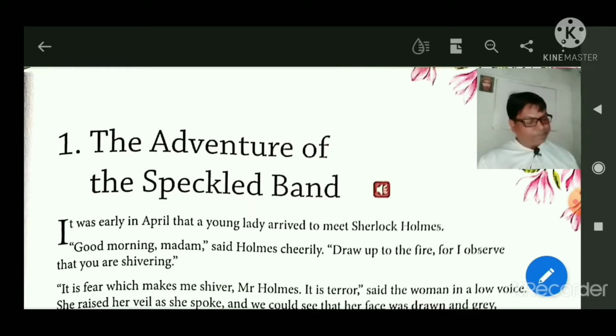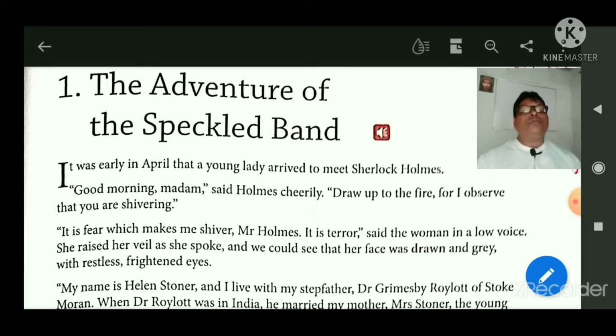So children, let us see. It was early in April that a young lady arrived to meet Sherlock Holmes. A person is called Sherlock Holmes. "Good morning, madam," said Holmes cheerily, happily, and drew up to the fire, "for I observe that you are shivering." That means he is calling her to come near the fire to warm up her body, because he saw that the lady was shivering.